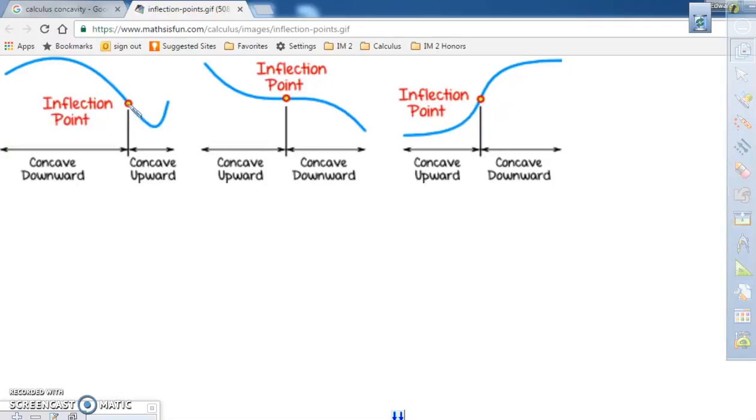So this point is the inflection point, from concave up to concave down. Okay, this is the point of inflection, and here from concave up to concave down. Okay, so let's look at some examples.